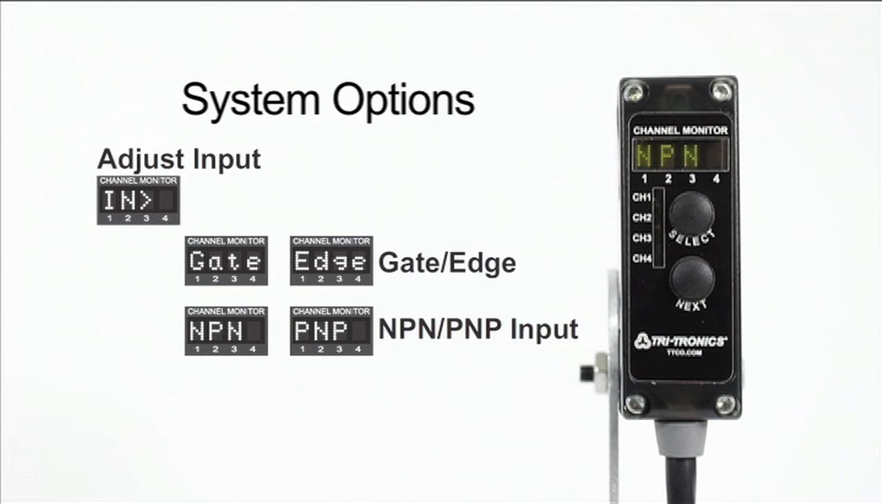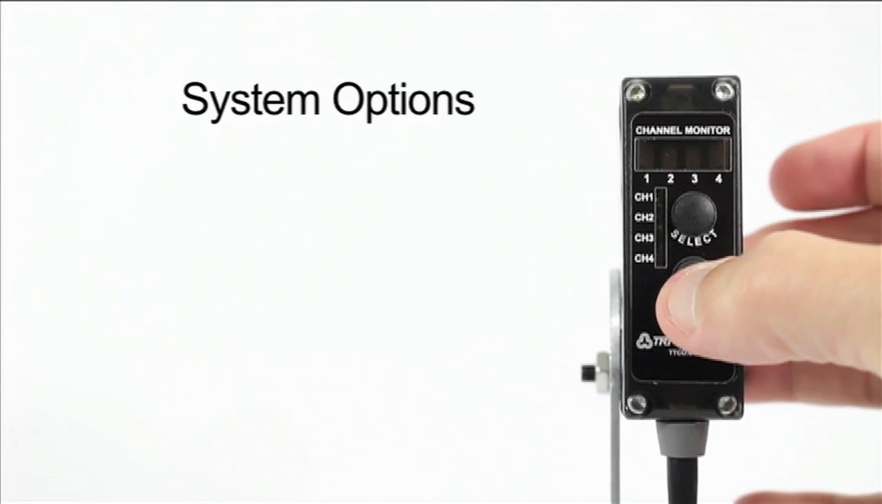This option allows you to set the type of input that both the gate input and remote capture will accept. Both inputs will be of the same type. Use the Select button to toggle between NPN and PNP. Pressing Next will exit out of the menu system.